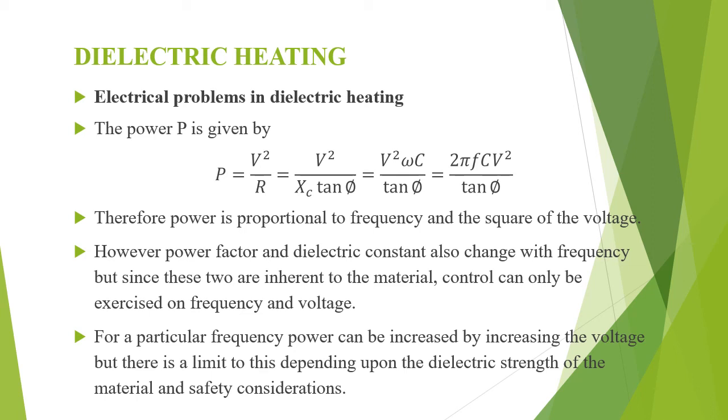But power factor and dielectric constant also change with frequency. But since they are inherent to the material, only frequency and voltage control is possible. For a particular frequency, power can be increased by increasing the voltage, but there is a limit to this since it depends upon the dielectric strength of the material and also safety considerations. The main factor which governs the choice of voltage is the dielectric strength of the material. Thick dielectrics can withstand high voltage, whereas thin dielectrics can withstand only lower voltages. Also, there is corona formation which might take place at high voltages. Therefore, it is desirable not to go beyond 20 kilovolts.